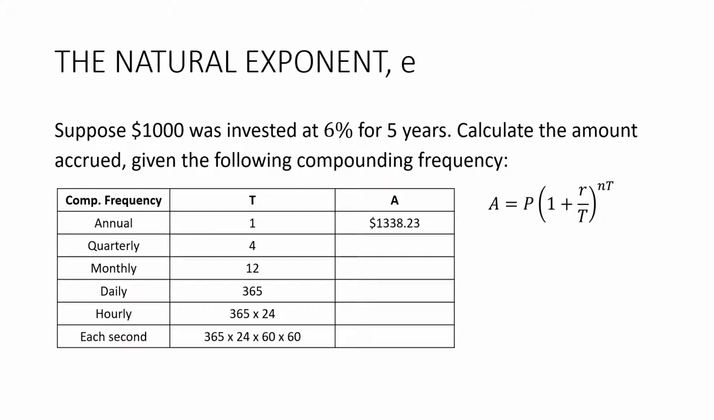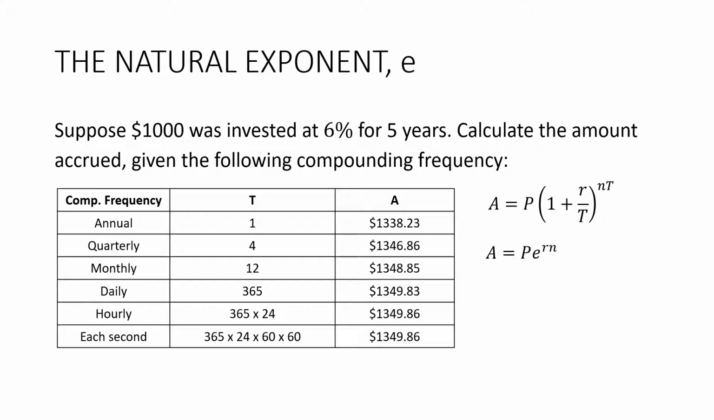So just using a calculator, if I do it annually, I get $1,338.23. Quarterly is a little bit more, $1,346.86. Monthly, a little bit more. Daily, $1,349.83. And then hourly and each second starts to level off.